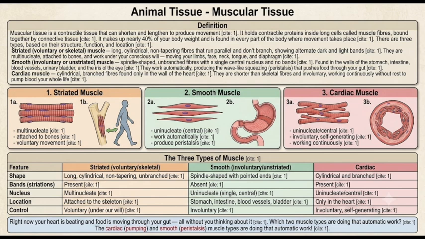Cardiac muscle: cylindrical, branched fibers found only in the wall of the heart. They are shorter than skeletal fibers and involuntary, working continuously without rest to pump blood throughout your whole life.